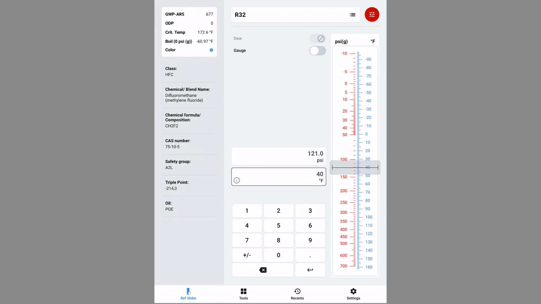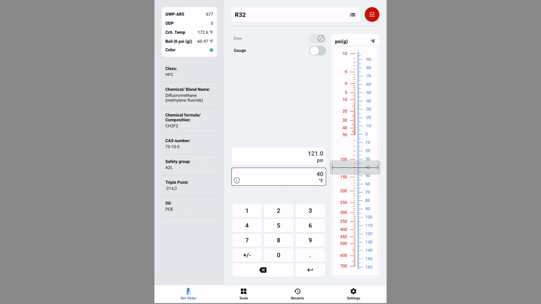So R32 is an alternative to R410A. So just by itself, R32 can be used in systems, but it's typically just used in package units in the United States presently, and it does have an A2L safety group rating, and that is the big factor for what it can and can't be used in.